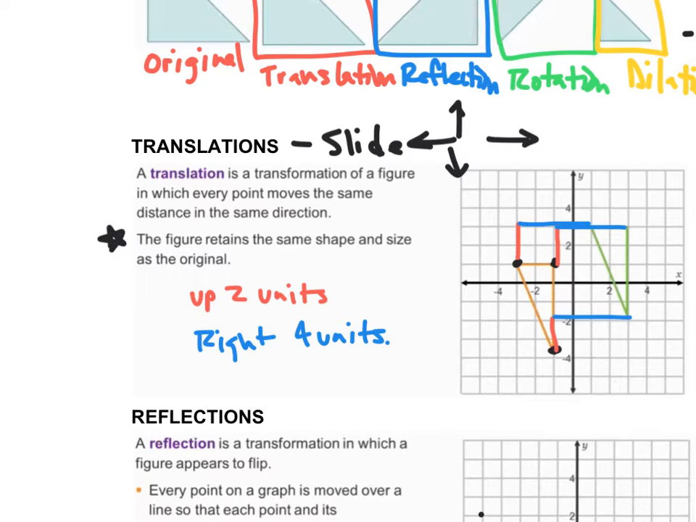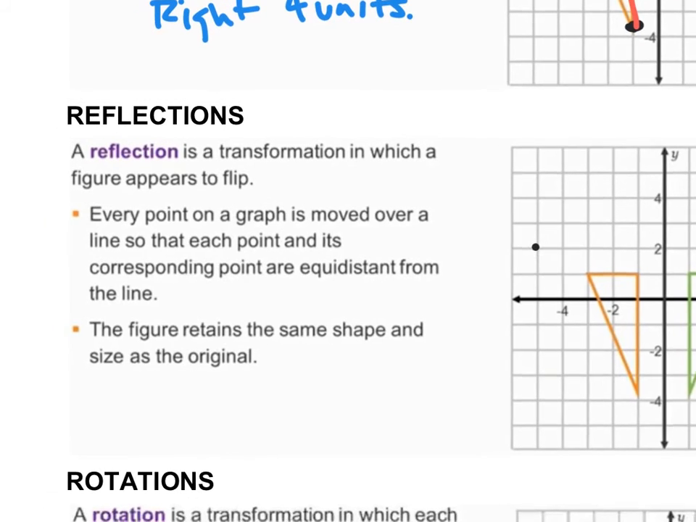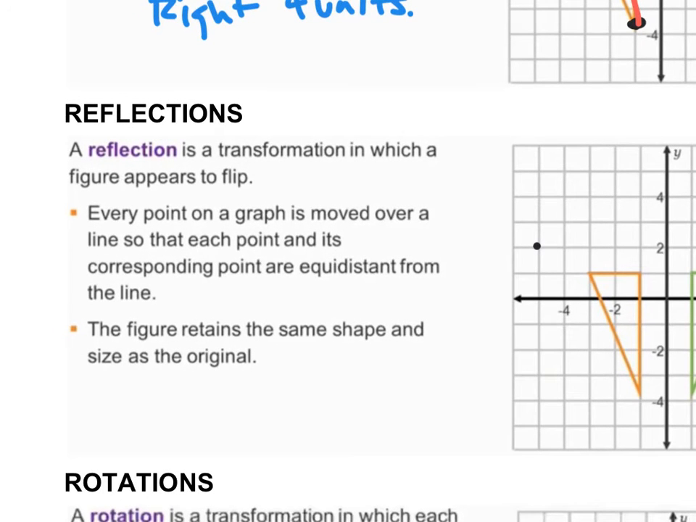All right, let's talk about reflections. Okay, so a reflection is a transformation in which a figure appears to flip, and I like to use the word mirror. If you've ever seen the original Batman, whenever I hear the word mirror, I think of that scene where Jack Nicholson transforms into the Joker and he screams out, "Mirror! Mirror!" Okay, but a reflection is a transformation in which a figure appears to flip, so a mirror.